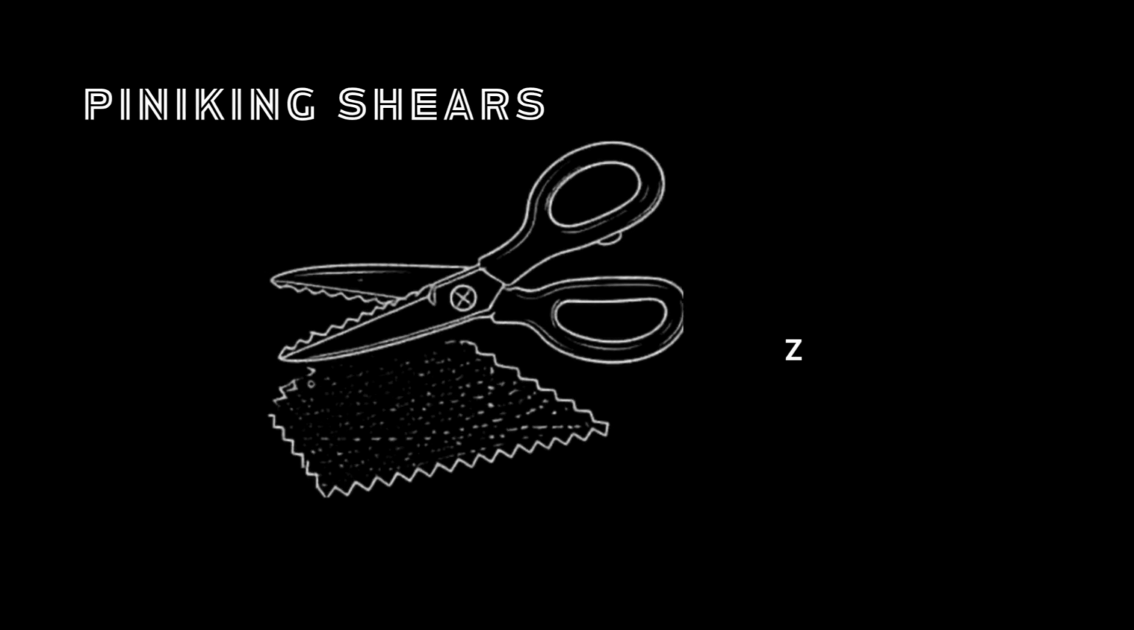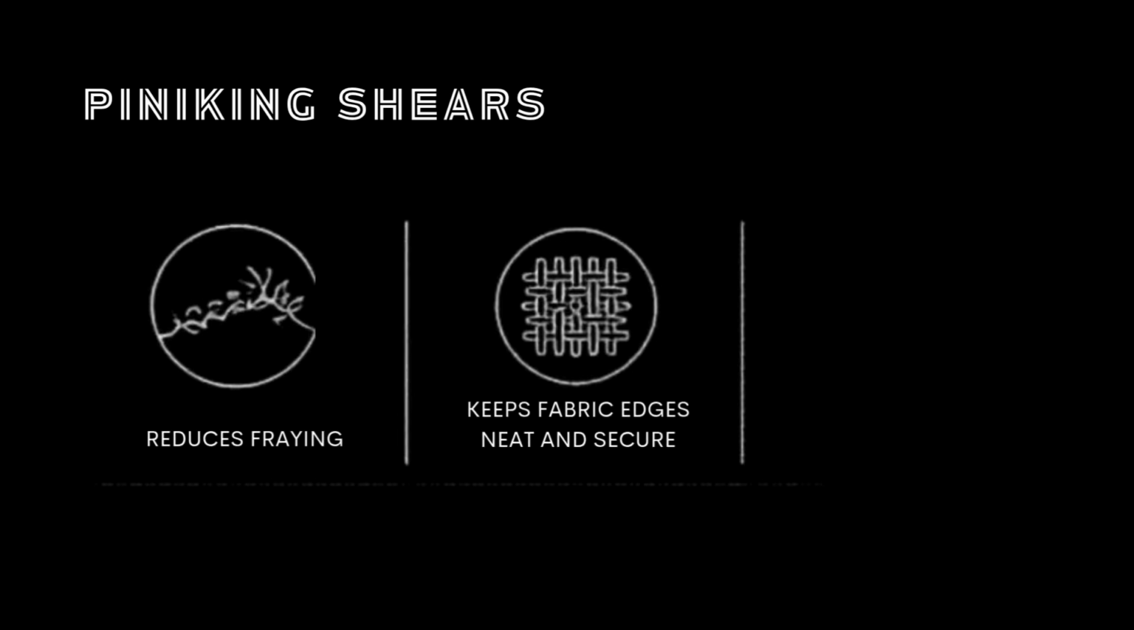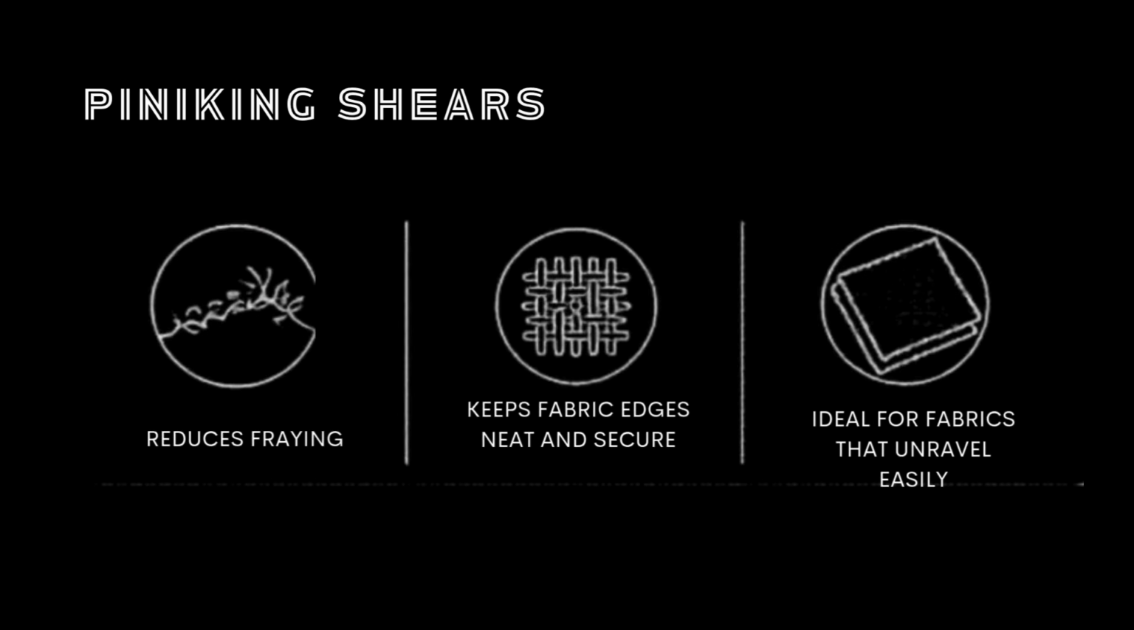Next up we have pinking shears. Pinking shears are scissors with zigzag edges. They are used to cut the fabric edges in a zigzag shape to reduce fraying. They are especially useful for fabric that unravels easily.